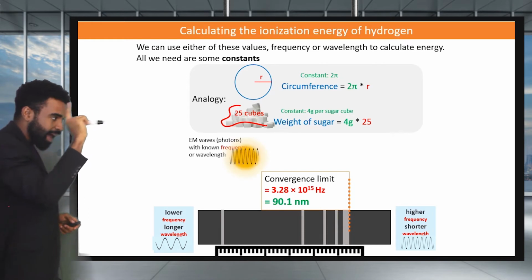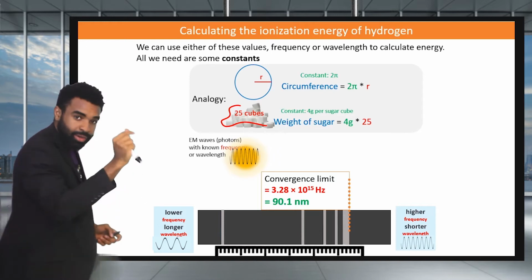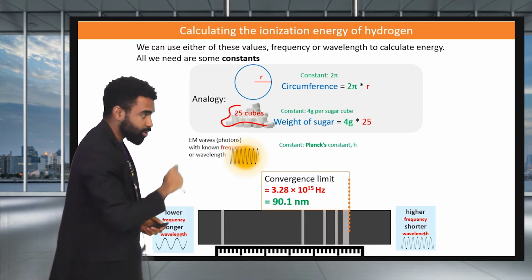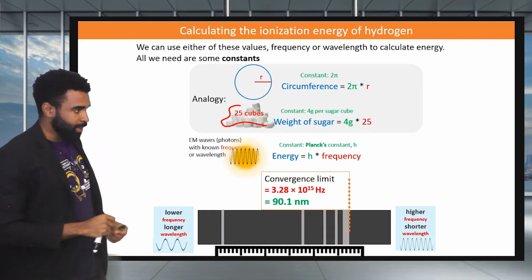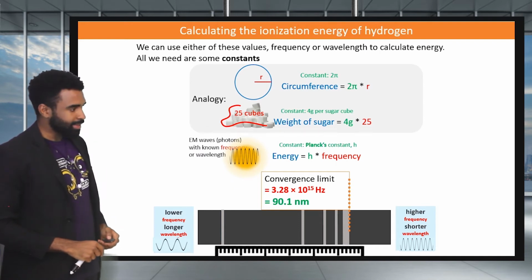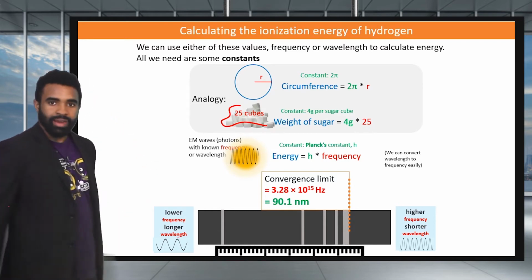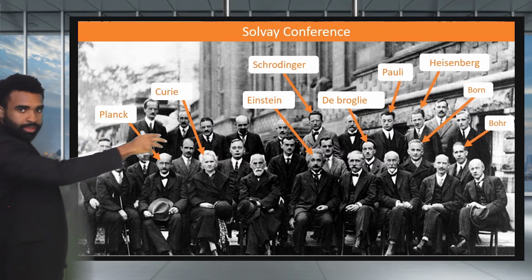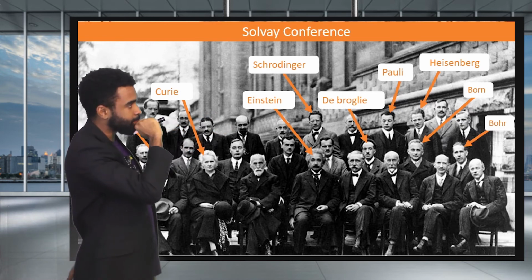Now if we have a bunch of electromagnetic radiation, a bunch of photons, and we know their frequency or their wavelength, their frequency for now, then we can use something called Planck's constant to calculate the energy with that relation there. Energy equals Planck's constant times frequency. If we're given the wavelength, there's a way we convert wavelength to frequency, and then we can find the energy. Here is the man himself, Max Planck, pictured with some people I think you're starting to recognize, Niels Bohr there from the Bohr atom.